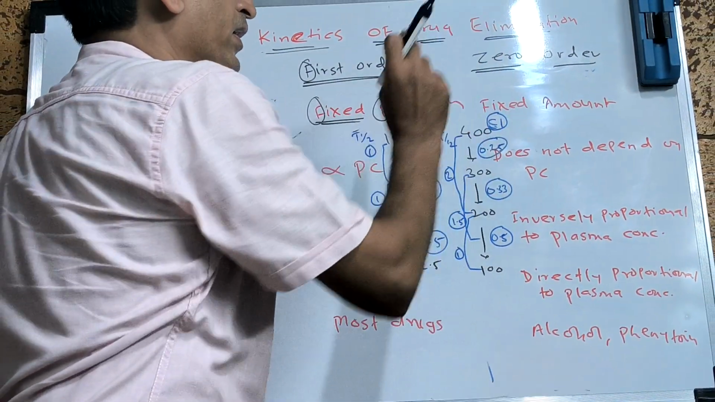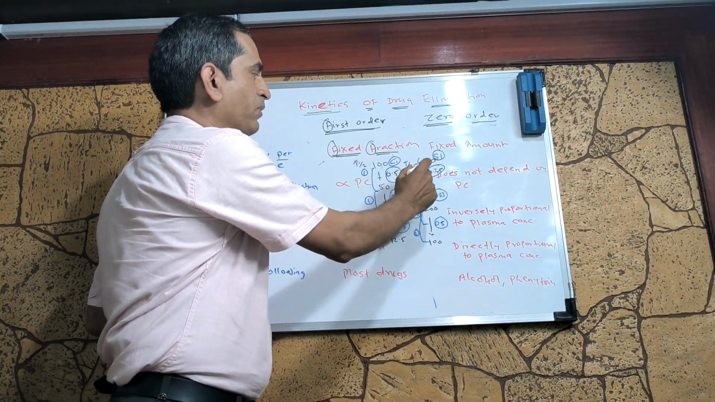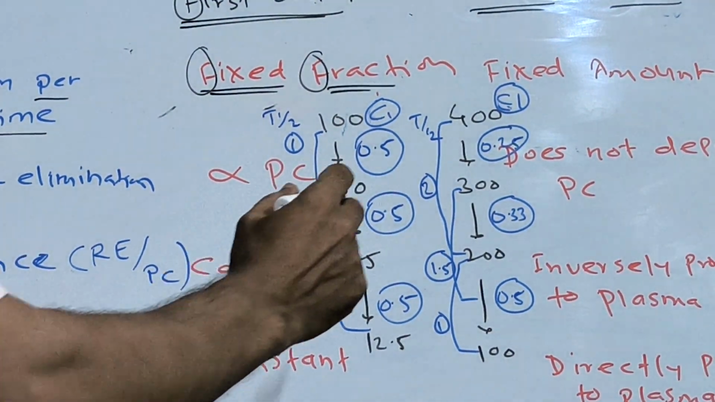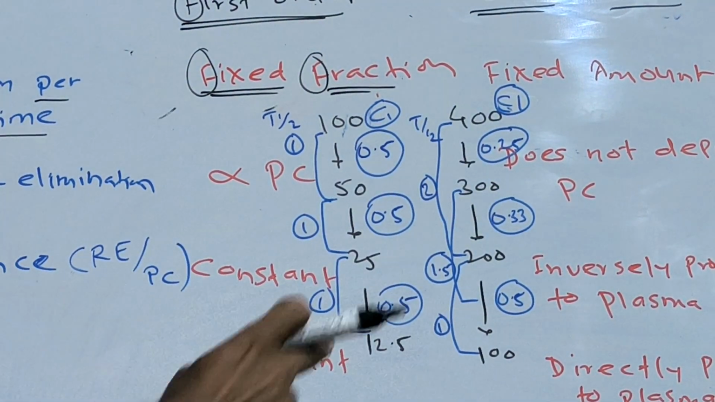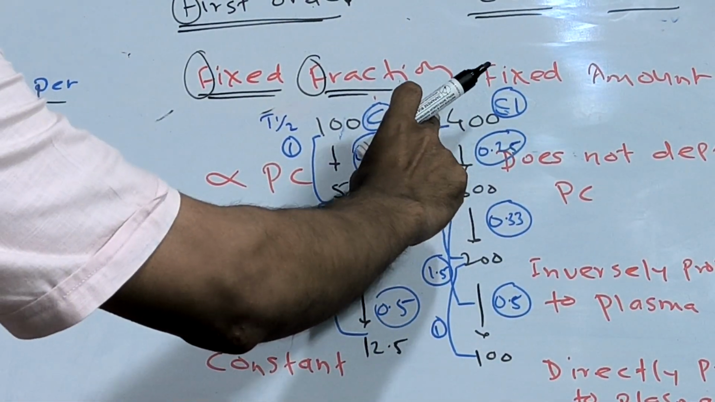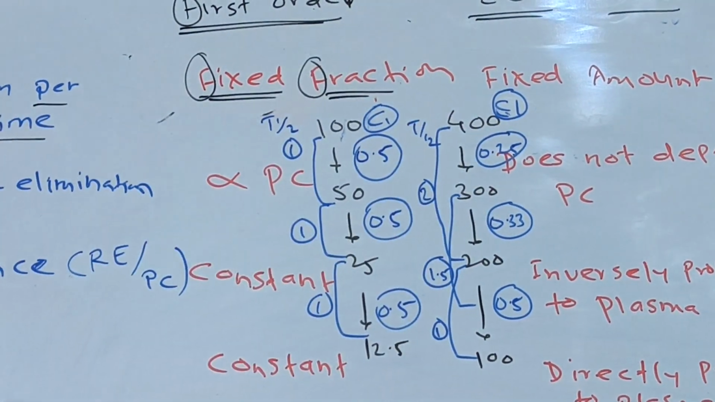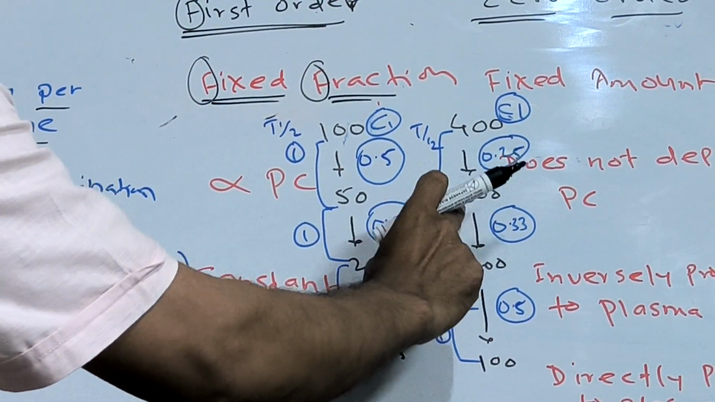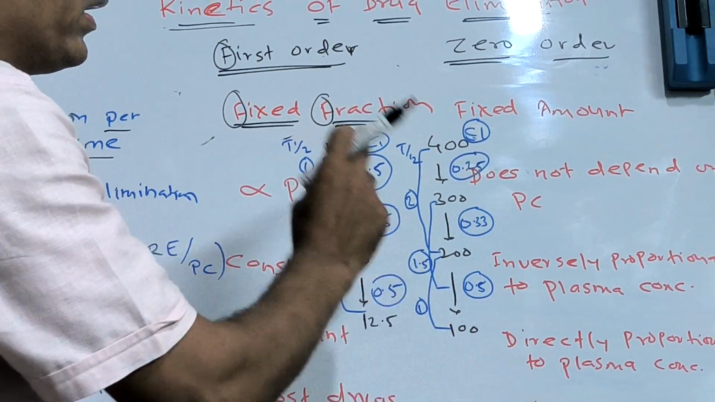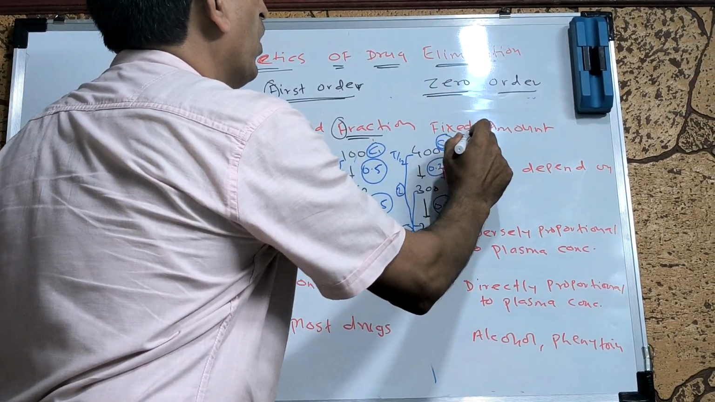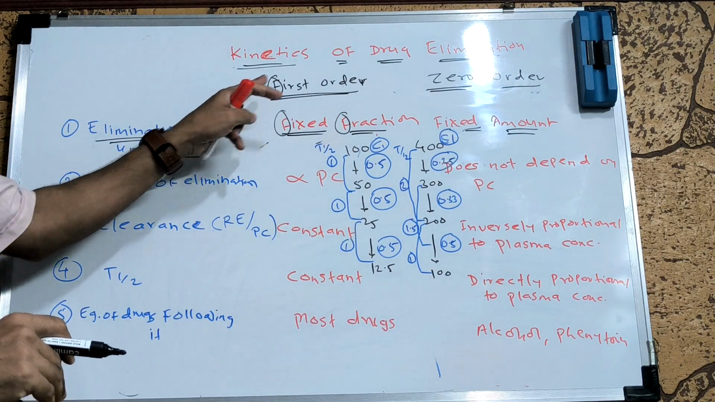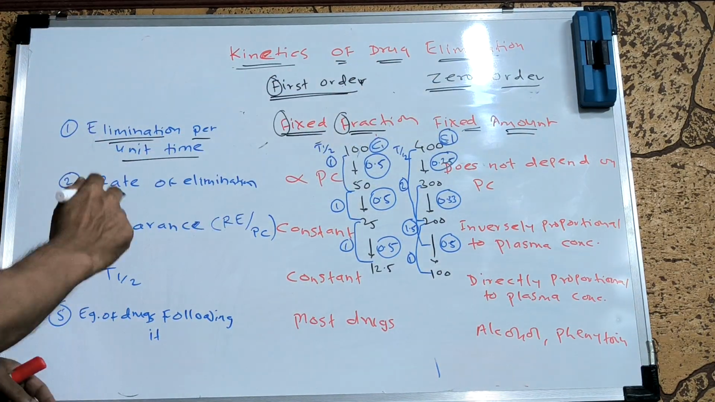Whereas in zero order kinetics, again focus on the black numbers: 400, 300, 200 and 100. That means in each unit of time, 100 is getting eliminated. In the first unit of time 100 is eliminated, in the second unit of time another 100 is eliminated, and in the third again 100 is eliminated. That means a fixed amount is getting eliminated.